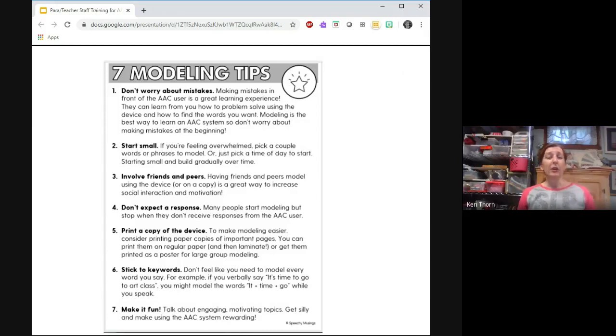Start small. Some of our devices have like 60 buttons a page. Don't feel like you have to use all 60 buttons every single day, every single moment. Pick a couple that you'd like to target and then really power through with those and use those in lots of instances.